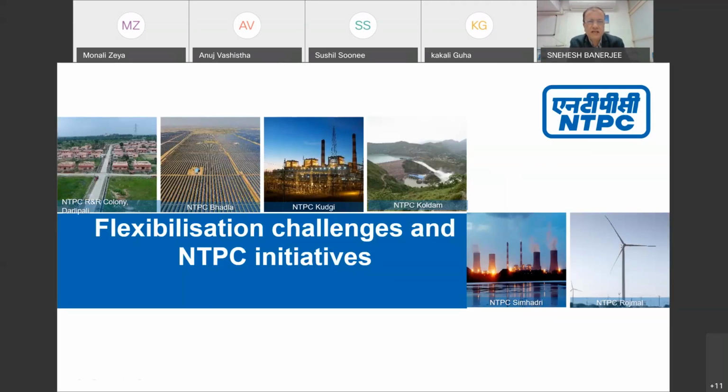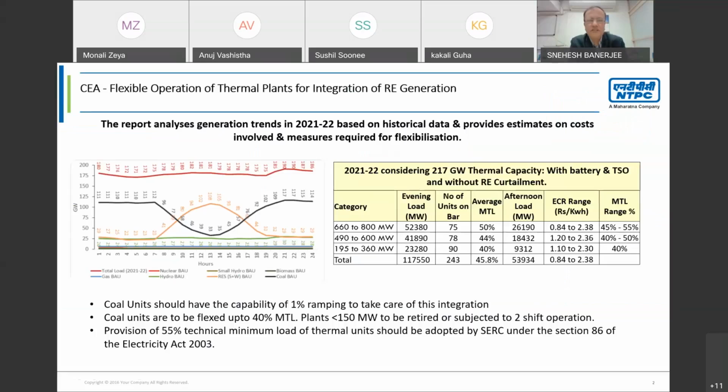So with these, my presentation will be more on the challenges and how the coal-based stations are facing challenges, and how we can mitigate those challenges. If we start our presentation with the CEA, Central Electricity Authority India report, where they mentioned the probable load curve in the year 2022 with the addition of renewables to the tune of 175,000 megawatt.